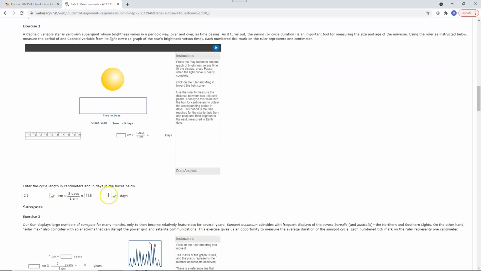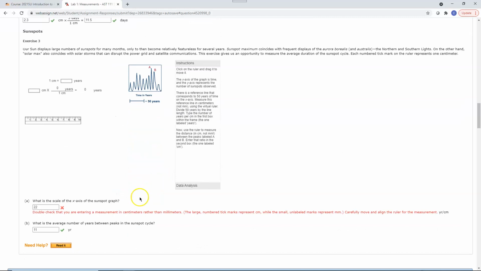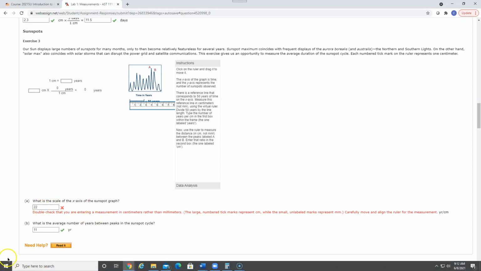Oh, that one's right. And then down here, double check that you're entering the measurement in centimeters rather than multimeter. So I put that wrong. The scale on here is right there. I put 22. It should be there, the scale.